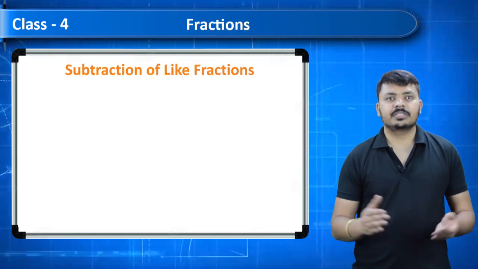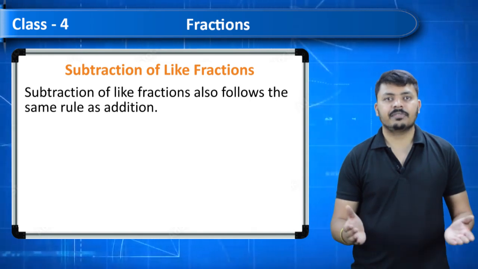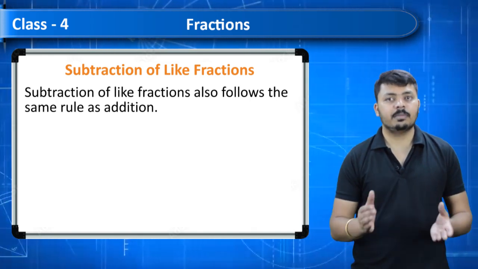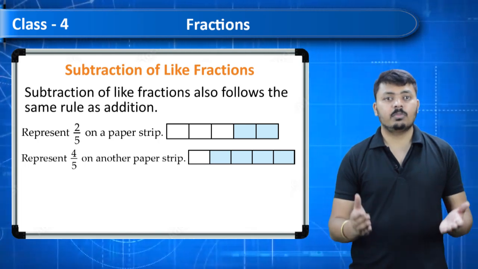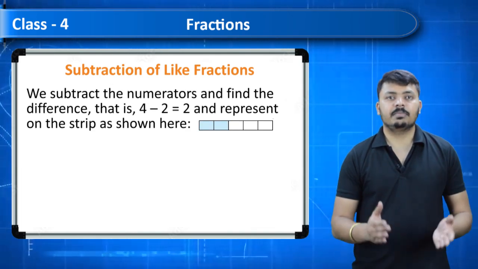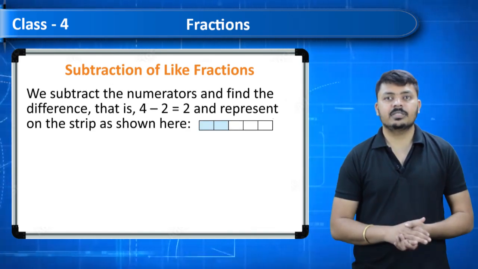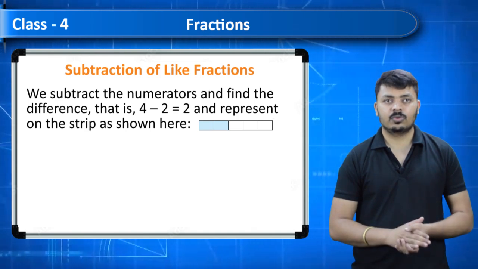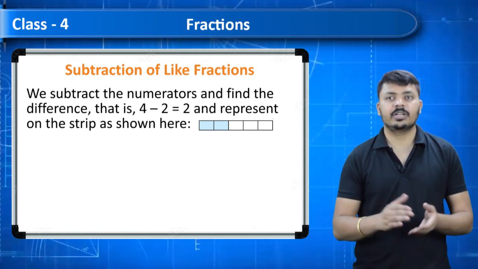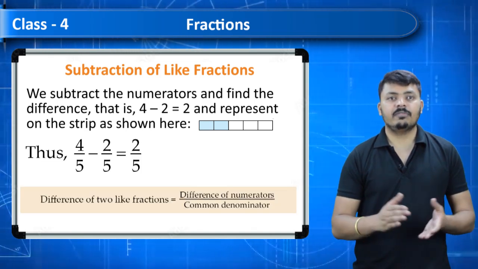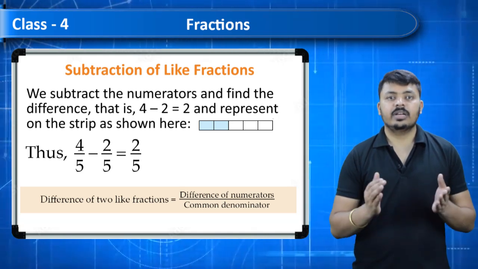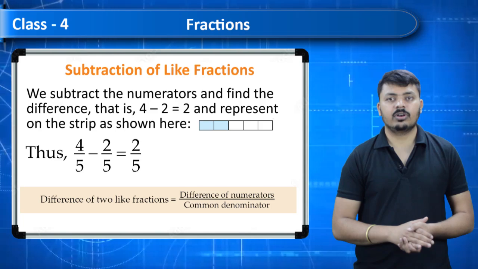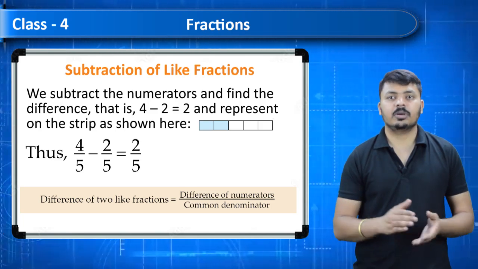Subtraction of like fractions also follows the same rule as addition. Represent 2 by 5 on a paper strip. Represent 4 by 5 on another paper strip. We subtract the numerators and find the difference, that is 4 minus 2 is equal to 2, and represent on the strip as shown here. Thus 4 by 5 minus 2 by 5 is equal to 2 by 5. So the difference of two like fractions is equal to the difference of numerators upon the common denominator.